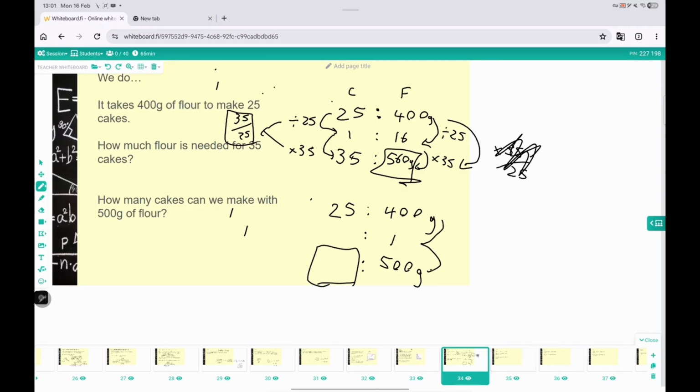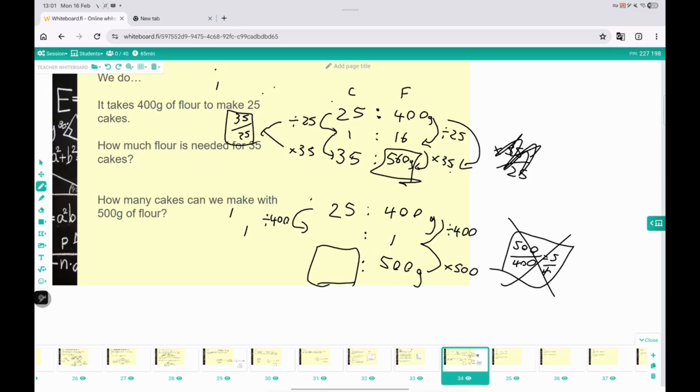We take the route via 1, because that's easy to do. To get from 400 to 1, we divide by 400. To get from 1 to 500, we times by 500. Okay, those looking for shortcuts now know the multiplier, 500 over 400, or 5 over 4. But to those who don't know what I'm talking about, ignore that. Right, okay, so we do the same on the other side. We need to divide 25 by 400.